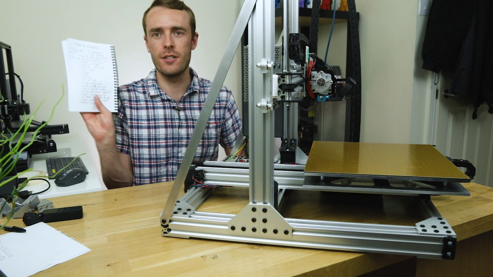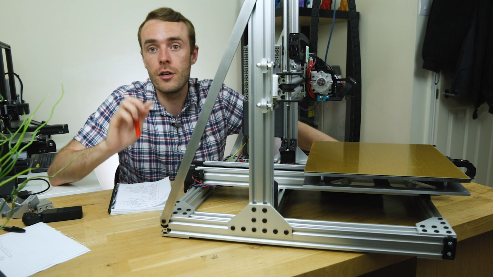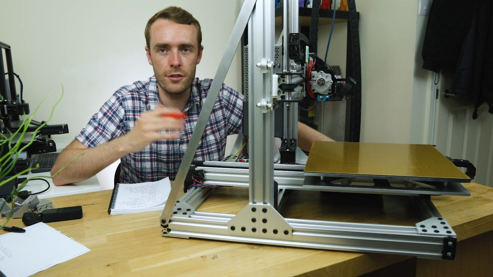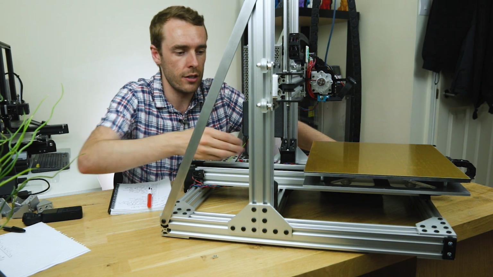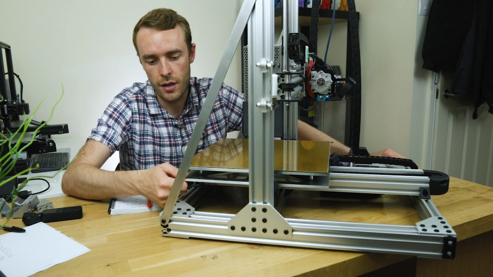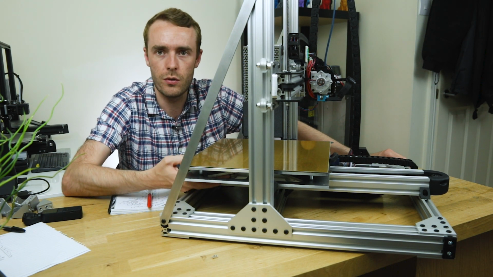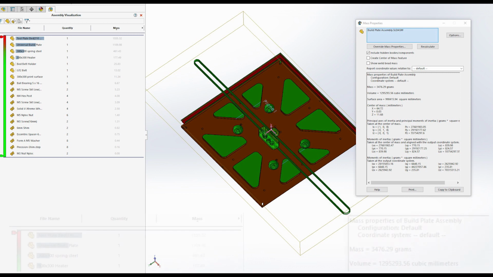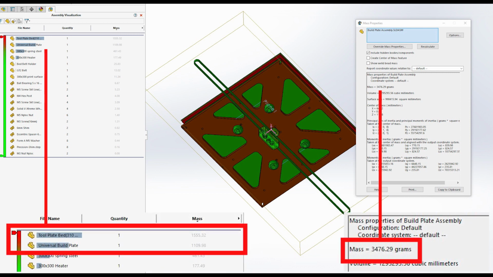So I made a list off the top of my head of things that I want to mention. The first thing is the weight of the y-axis. It is really quite heavy. You've got this huge construction here, which is 6mm aluminium for the base, which holds the wheels to the rail, and then another piece of 6mm aluminium for the bed at the top.